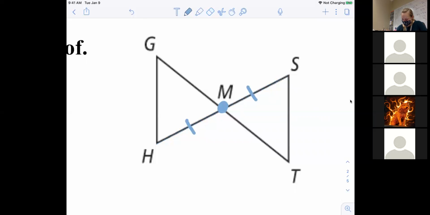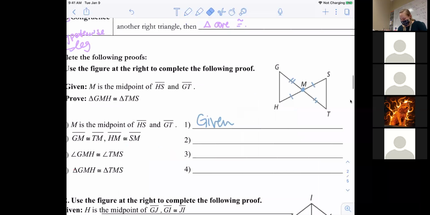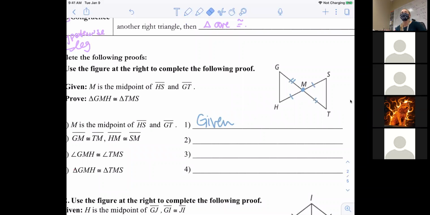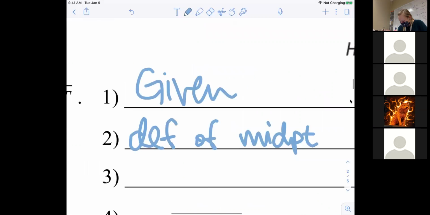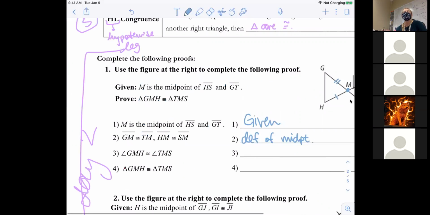I also know M is the midpoint of GT. So what do I know there? Also congruent. GM and TM are also congruent. And luckily, that's what the next step says. It says GM is congruent to TM and HM is congruent to SM. We know that because it was a midpoint. So we're going to write definition of a midpoint. By definition, a midpoint cuts a segment into 2 equal pieces.